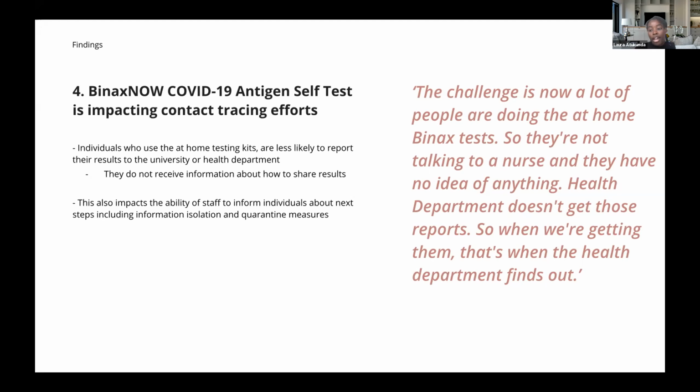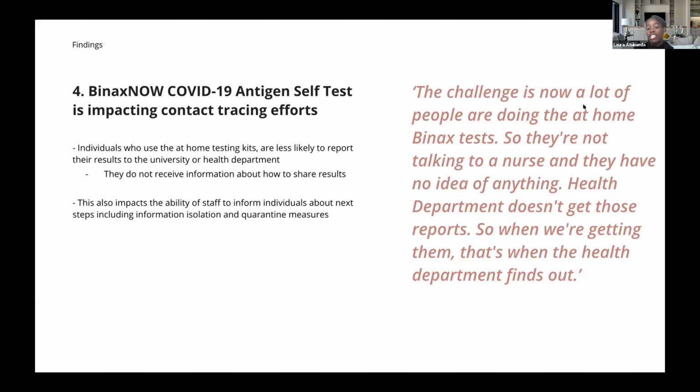This also impacts the ability of staff to inform students or even faculty about next steps. That can include information about isolation or quarantine measures, but also just resources on campus and different support that they can receive if they've tested positive. And this was another quote from an interviewee who mentioned this.